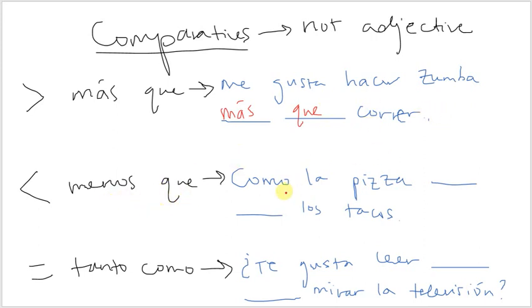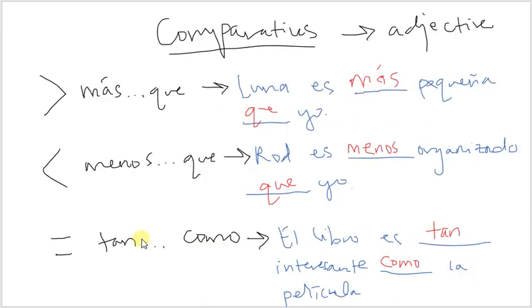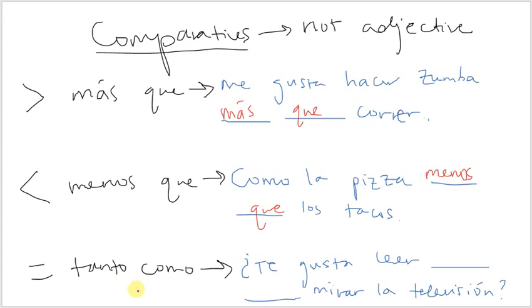Menos que is going to be less than, so como la pizza menos que los tacos. So I eat pizza less than tacos. So I'm comparing the nouns pizza and tacos, which means that I'm not comparing an adjective, and I'm just going to put menos que together. Tanto como, as. So in the last one, when you're comparing an adjective, it's tan, adjective, como. If you're comparing something that's not an adjective, it's going to be tanto como, and it's going to be together with nothing between.